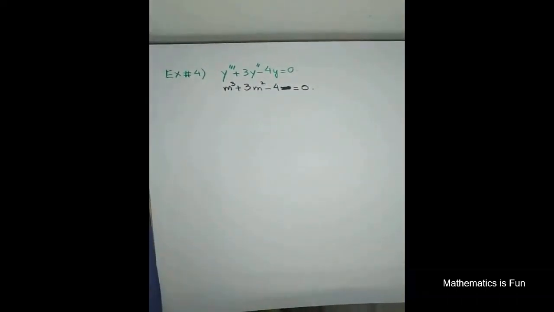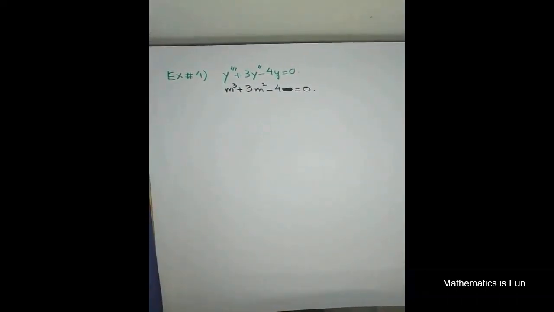Now we have to guess one root so that we can identify the other roots with it, because it's a third order linear differential equation, and the solution must be y equals c1 e to the power m1x plus c2 e to the power m2x plus c3 e to the power m3x. So we need three roots: m1, m2, m3.